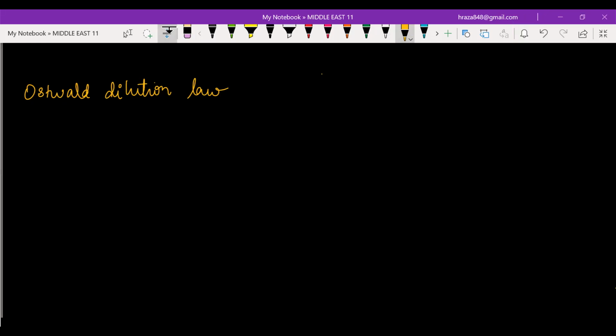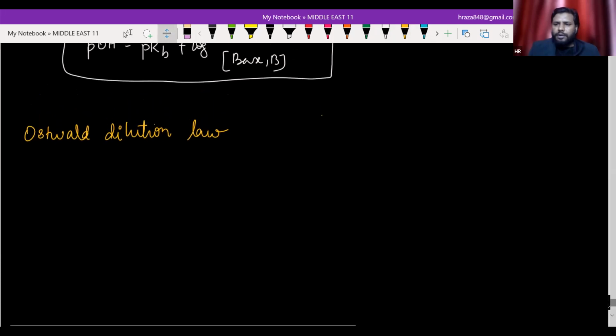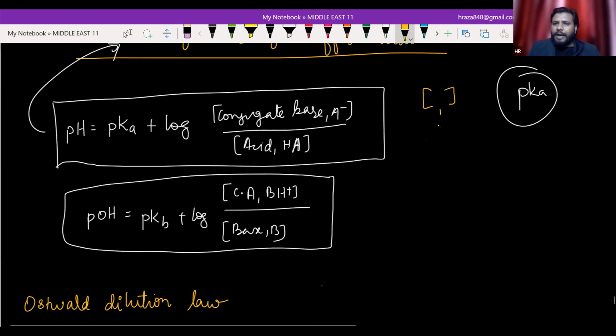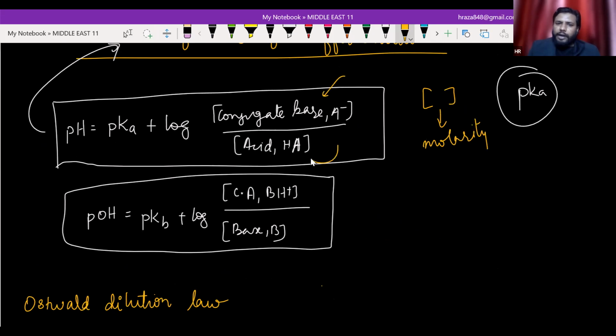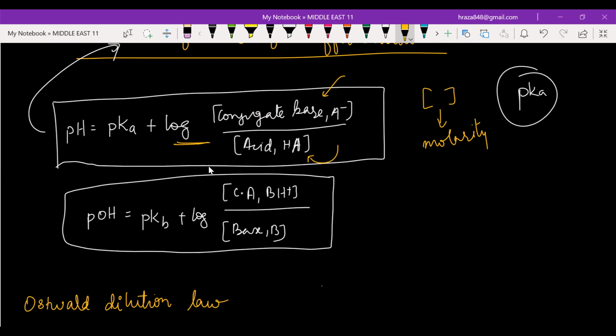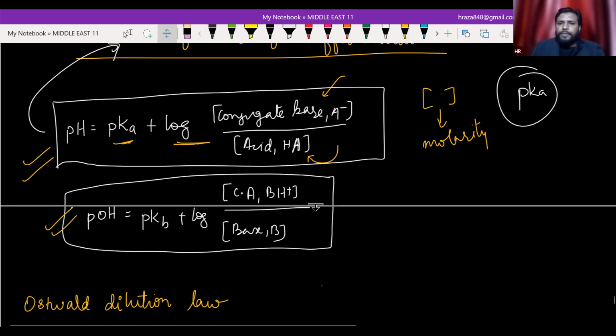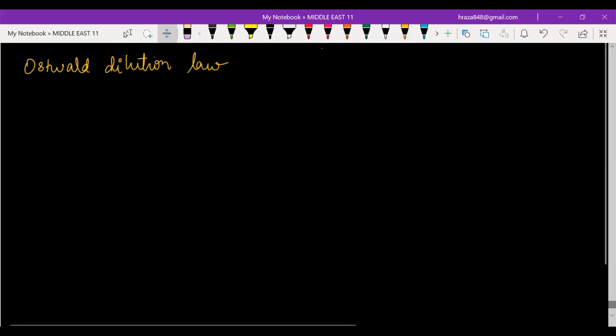Is there any doubt in the Henderson equation? This square bracket represents molarity, concentration. You can easily put the value here and here, then solve it. It will be in the form of log, and we discussed how to calculate the value of log. The value of pK will be given, and you will get the pH or pOH, whatever the question asks. Can we move to the next part, Ostwald dilution law?